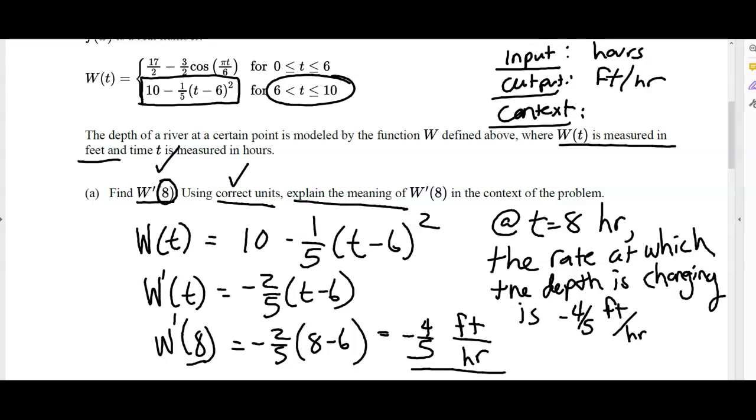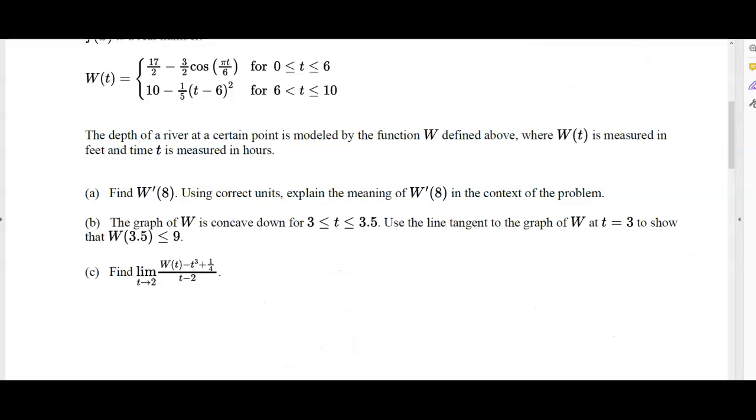Because it's negative. Another way you guys could have said this is you could have said at t equals 8 hours, the depth of the river is decreasing at a rate of 4/5 feet per hour. Okay? Let's go ahead and move on to Part B.